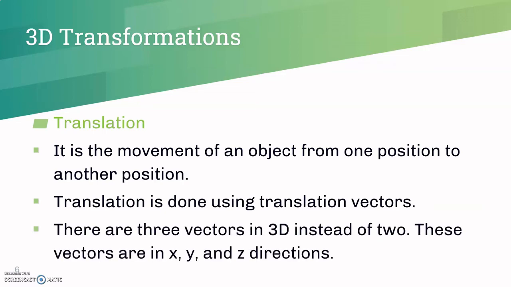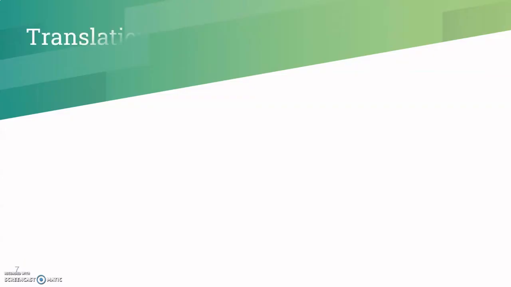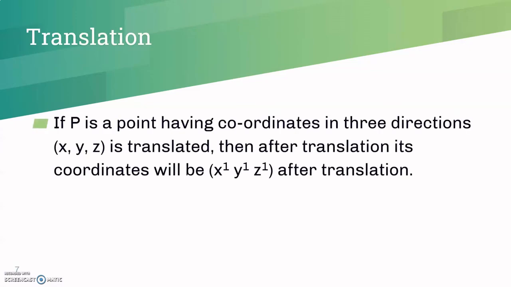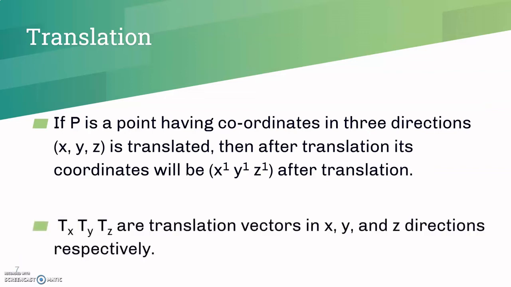So there are 3 vectors in 3D instead of 2. These vectors are in X, Y, and Z direction. So we'll see the equations. If P is a point having coordinates in 3 directions, X, Y, Z, and is translated, then after translation its coordinates will be X1, Y1, Z1. So this is how we have done in 2D also. Okay. So Tx, Ty, Tz are translation vectors in X, Y, and Z directions respectively.